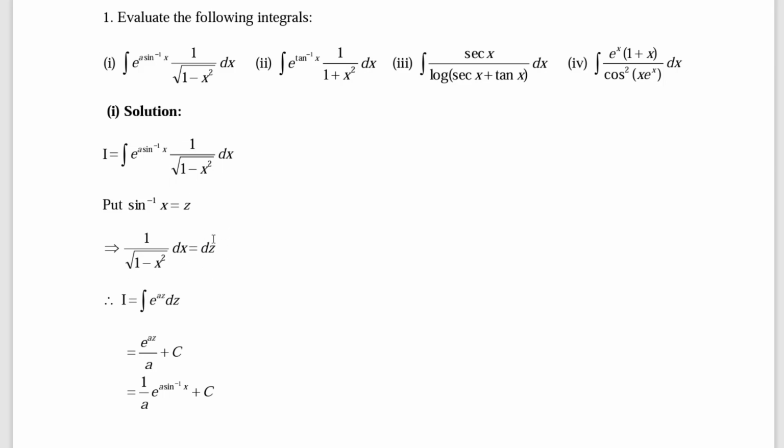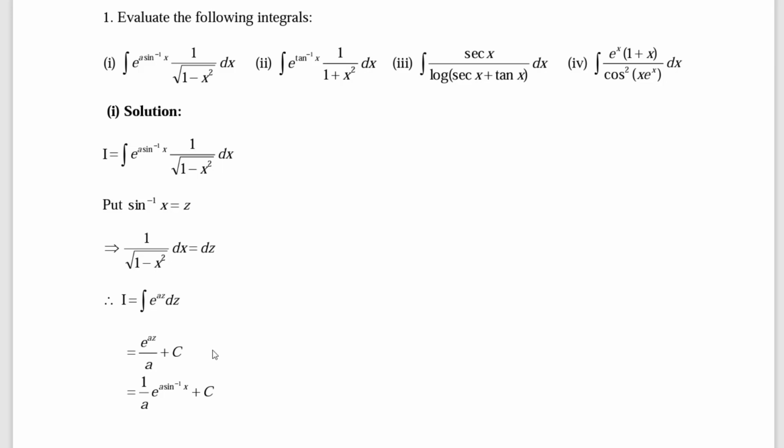Now let us put the value in terms of z in this question. So integration of e to the power a sine inverse x, which is basically e to the power az, since sine inverse x means z. And this part, as we just calculated here, gives us dz. So our question, after expressing it in terms of z, gives us integration of e to the power az dz. Now we know integration of e to the power az is basically e to the power az divided by a plus c.